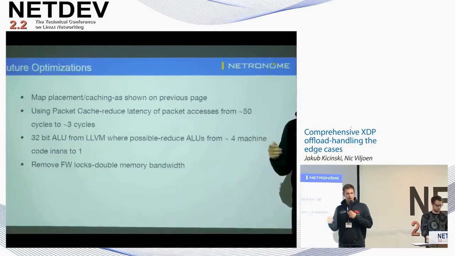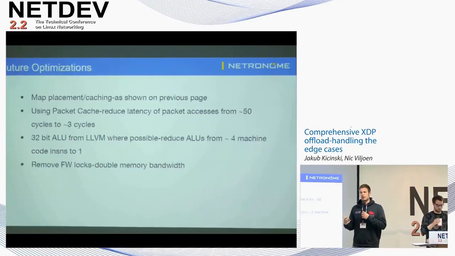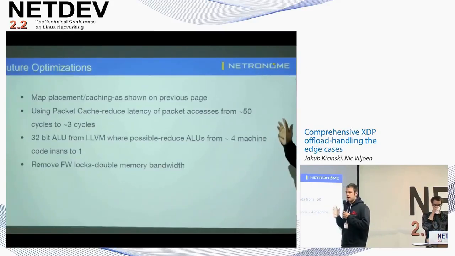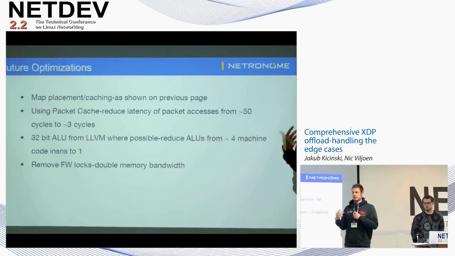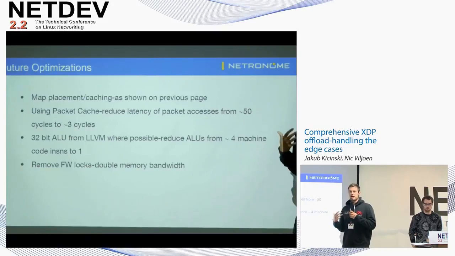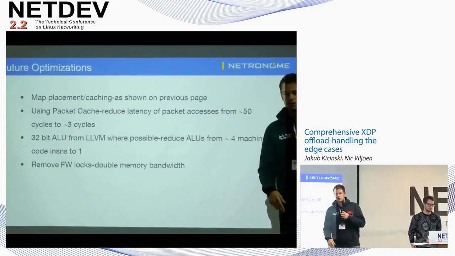And Jong, who's in the audience, has been doing a lot of work on 32-bit ALUs for LLVM. That is obviously significantly better when you have a 32-bit architecture like we have, because it massively reduces the number of instructions you're using. And finally, there are some firmware locks which we can get rid of.